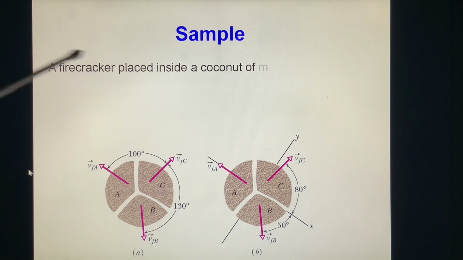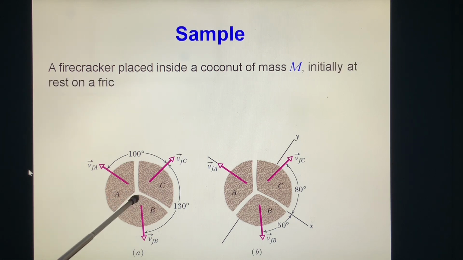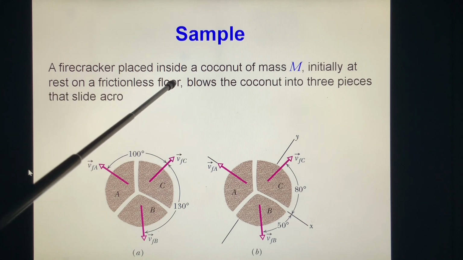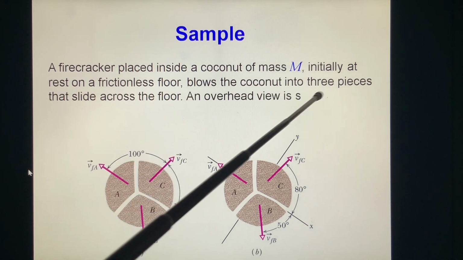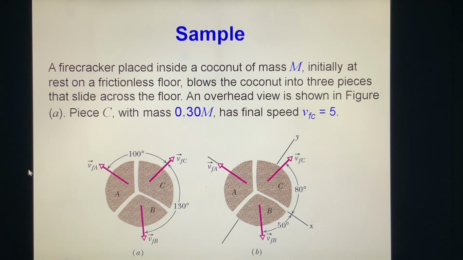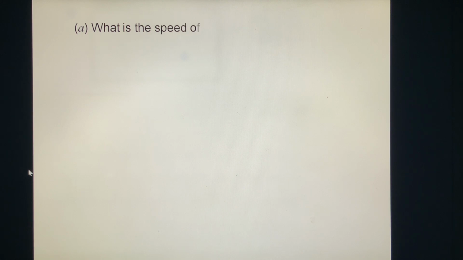A firecracker placed inside a coconut of mass M, initially at rest on a frictionless floor, blows the coconut into three pieces, A, B, C, that slide across the floor. An overhead view is shown in the figure. Piece C, with mass 0.30 M, has final speed 5.0 meters per second. Question A: what is the speed of piece B with mass 0.20 M?